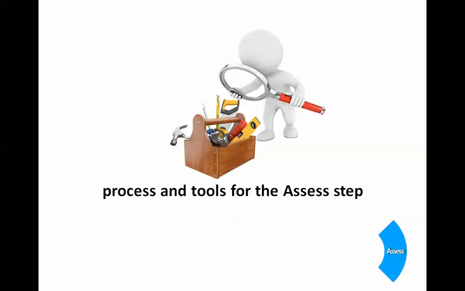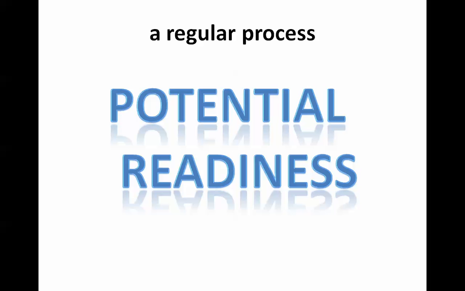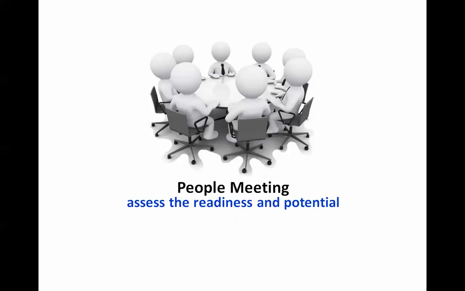The assess step initiates a regular process for reviewing the leadership potential and readiness of our staff to meet our leadership needs. This process is centered around an annual meeting of senior leaders that we call the people meeting. In this meeting, high potential members are reviewed to assess their readiness or potential for increased leadership, to discuss possible matches of potential leaders with leadership needs, and to give input on needed development.